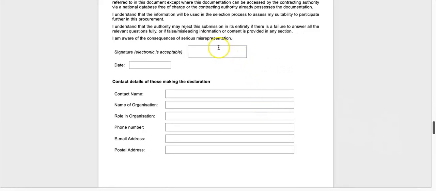If you are happy to sign it, you will be asked to type a signature in here. It does note that electronic signature is acceptable. You'll date it and fill out the details below.